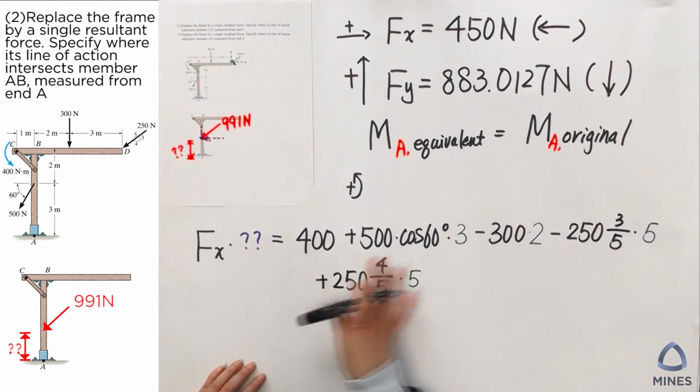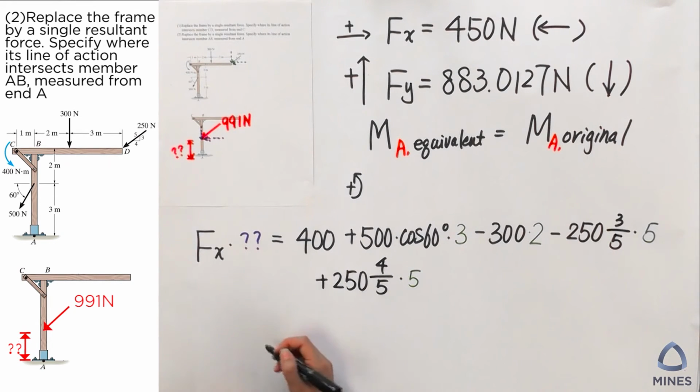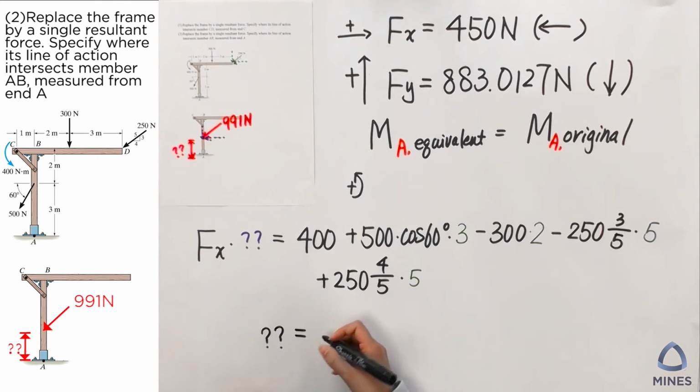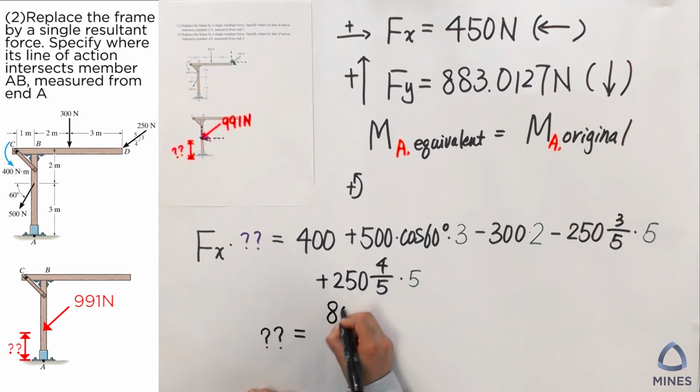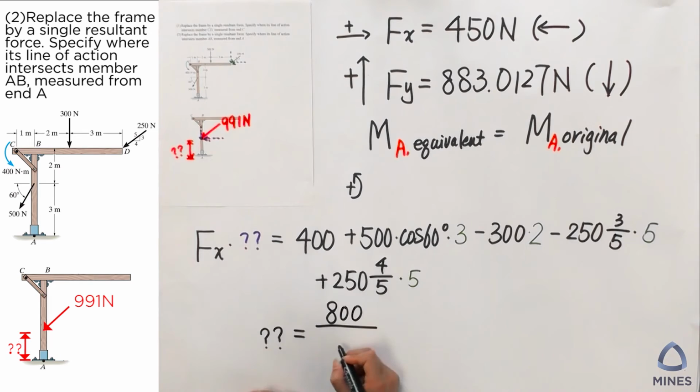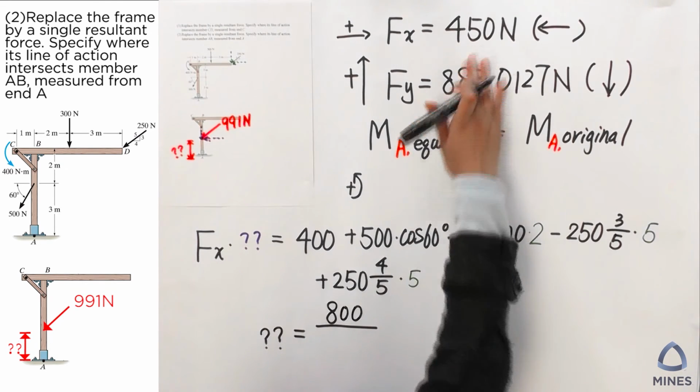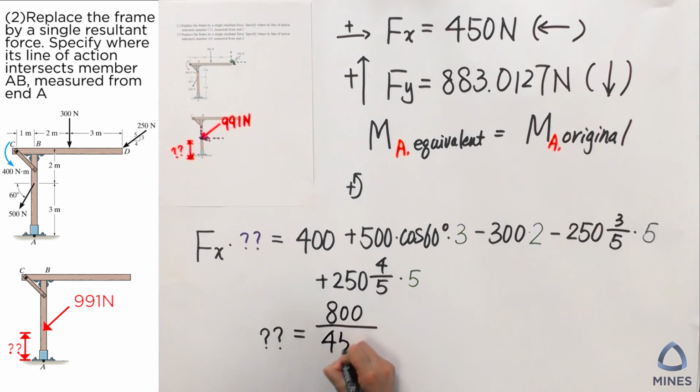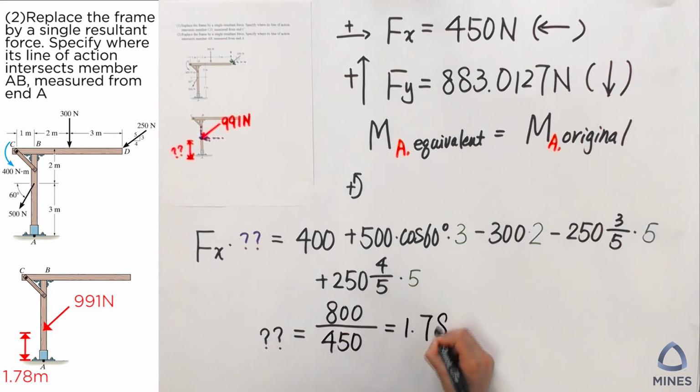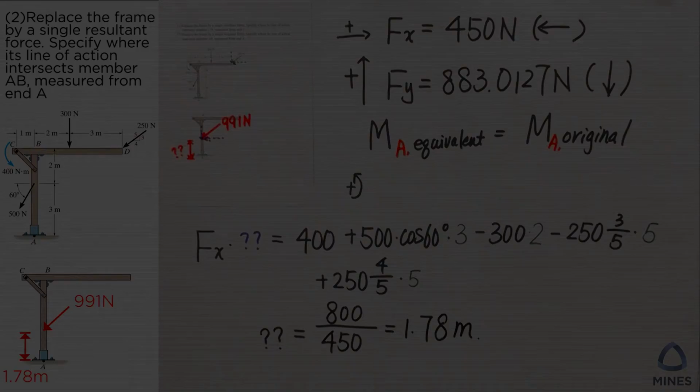Okay, again, take a look at the whole equation. We only had one unknown, the distance. So which means we should be able to solve this distance. And again, we have to use Fx, not Fy, in the calculation. So it will be 1.78 meters.